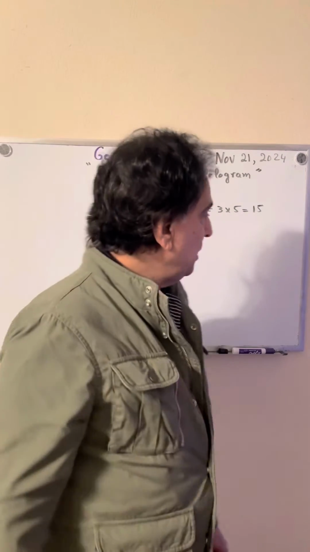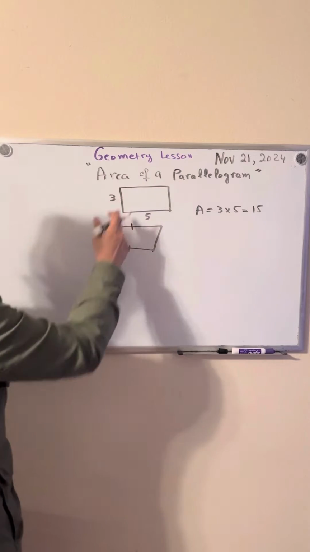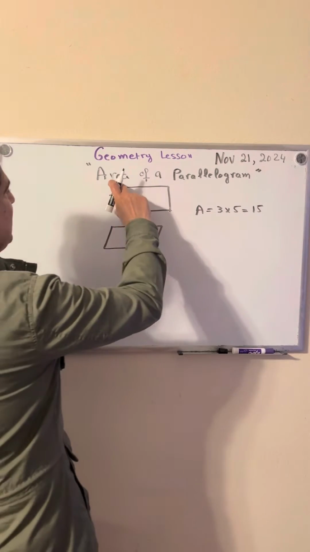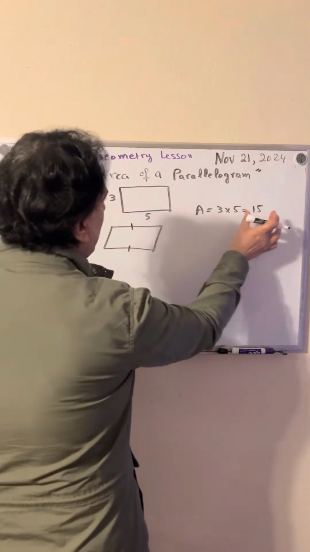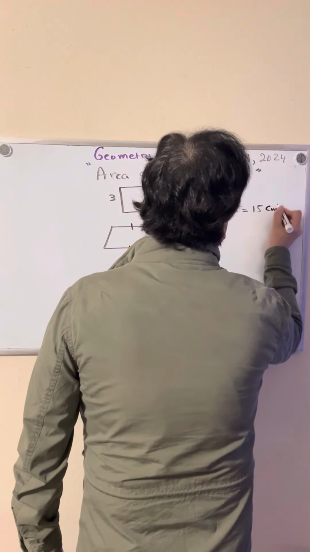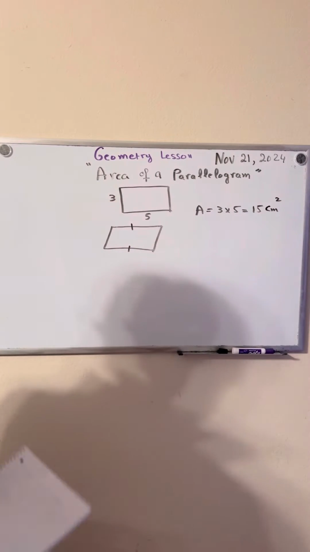So now the question is, how do you find the area of this? The area of a rectangle was pretty straightforward, right? All I did was take the height and the width, multiply them, and get the area. It could be centimeter square. But the question is, how do you find the area of a parallelogram?